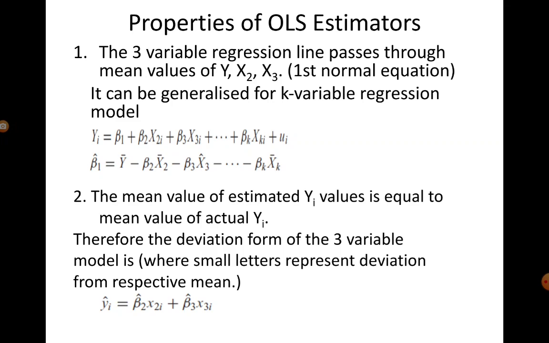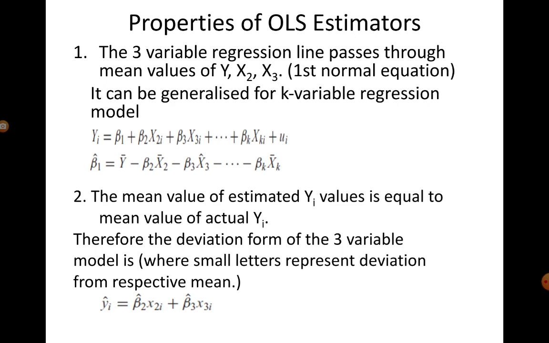Now let's have a look at the properties of the OLS estimators. The first property, similar to the numerical property that we discussed in the two-variable case, is that the three-variable regression function also passes through the mean values of y, x2 and x3. This is evident from the first normal equation if you look into the slides that were shown in the last video. Now this property can be generalized for a k-variable regression model.